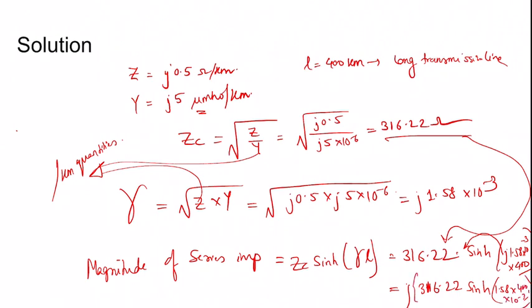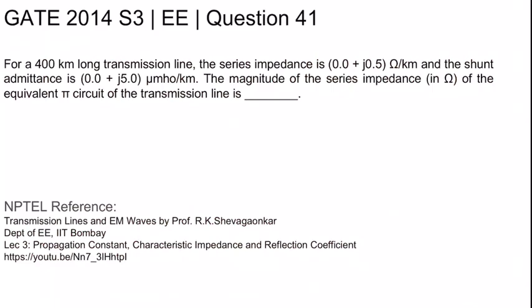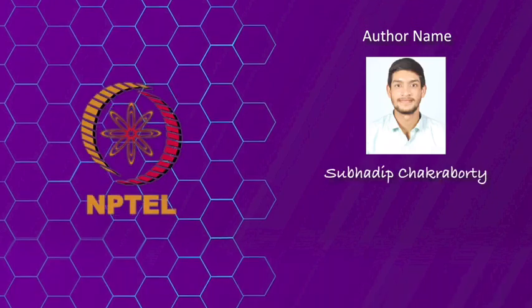So this quantity is now coming out to be j186.92 ohms. So 186.92 j is the answer. So the value of the impedance is 186.92 ohms. Magnitude is asked, so you can quote 186.92 ohms. So this is the answer. Thank you.